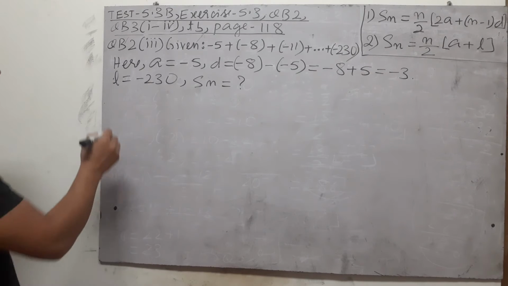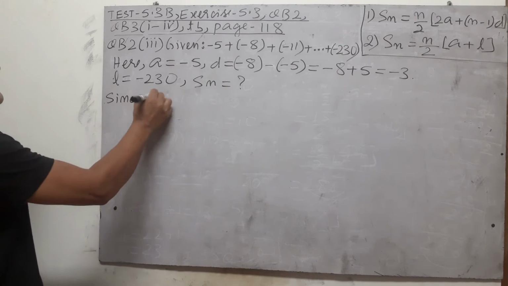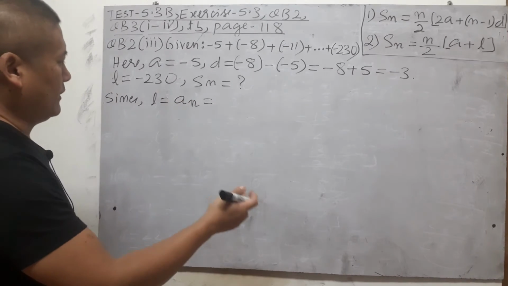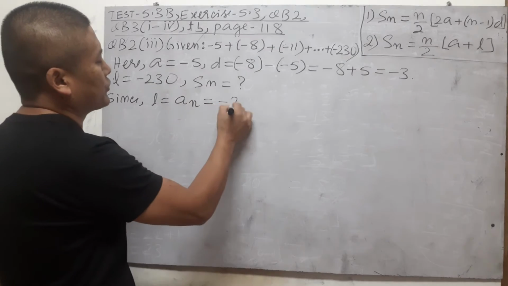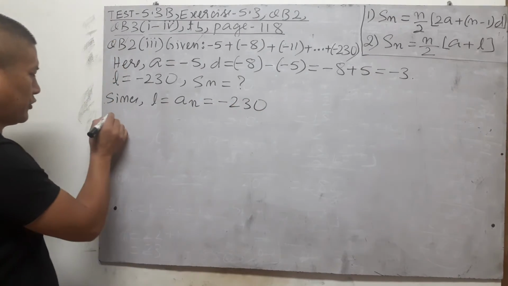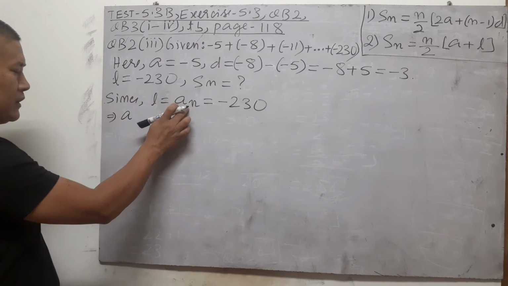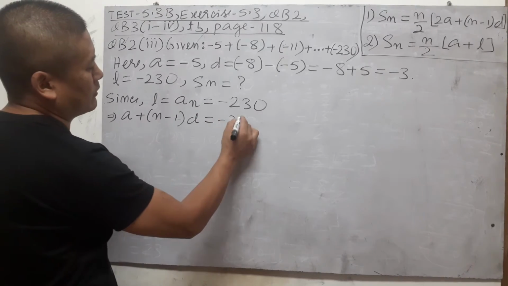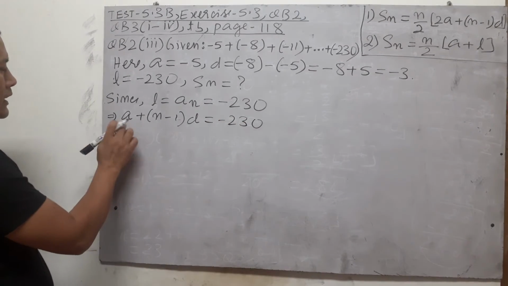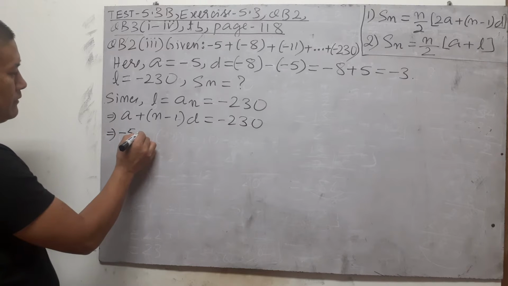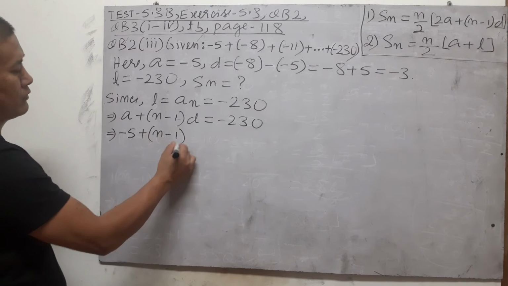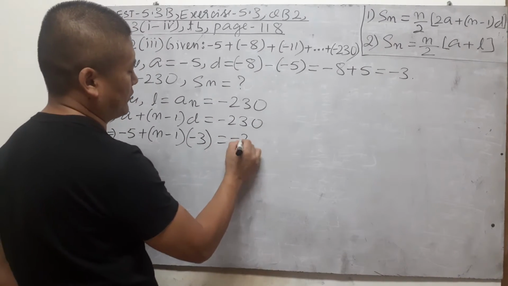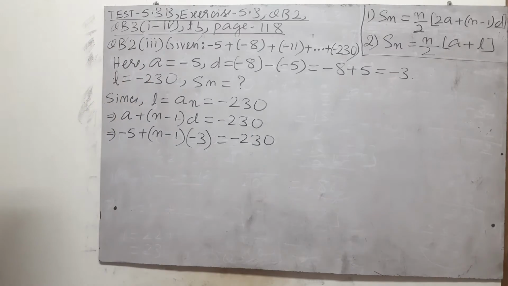Sn. Now since we know L is the last term, usually the last term is the nth value, so that will be minus 230. So let's use this portion. Using the formula for an is a plus n minus 1 into d, equal to here minus 230. Then here a is minus 5 plus n minus 1, we don't know yet, into d, which is minus 3. So we write there minus 3 and equal to minus 230. I hope you're getting it right.